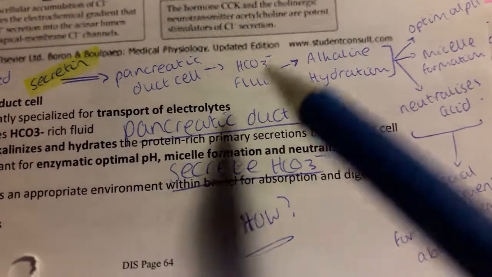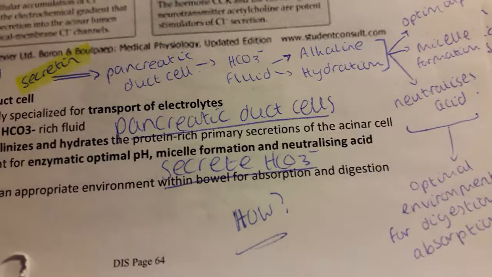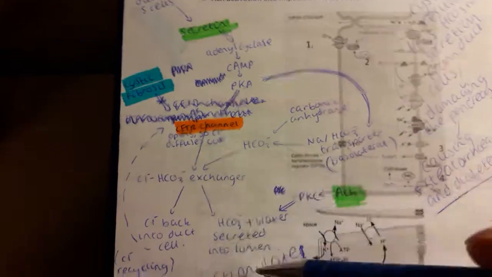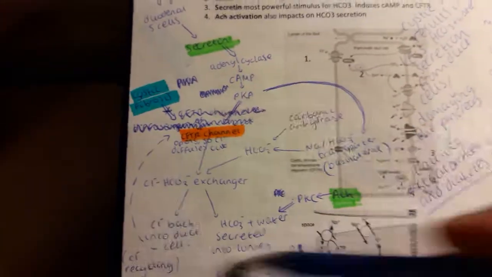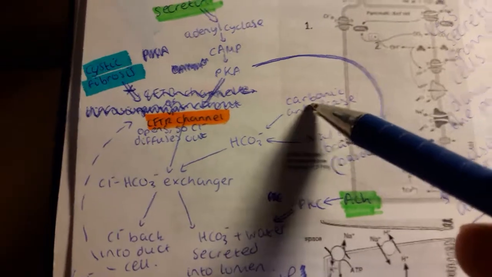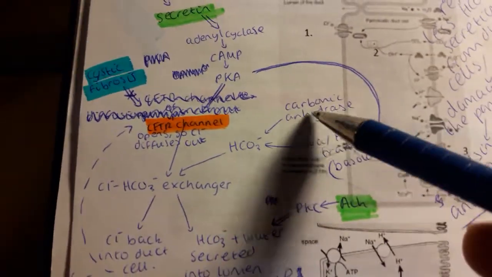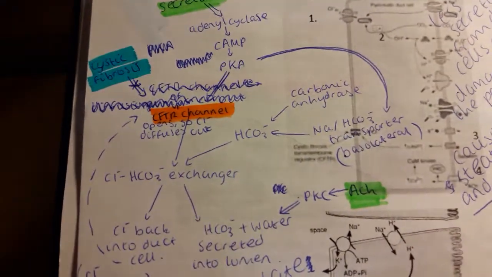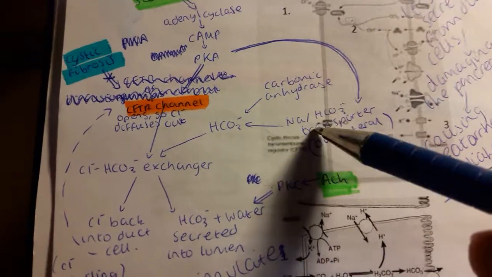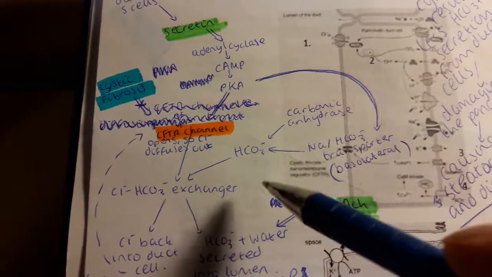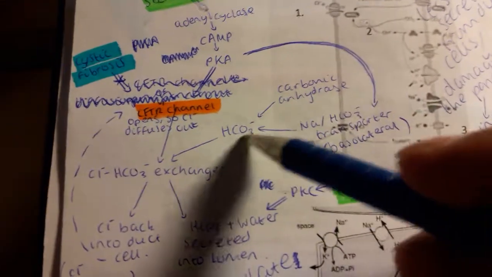How does the pancreatic duct cell secrete the bicarbonate? The method looks complicated, but it's really not that bad. Let's first think, where does the bicarbonate come from? It comes from two places. It either comes from the reaction between water and carbon dioxide, catalyzed by carbonic anhydrase to produce bicarbonate and a proton, or it comes from the sodium bicarbonate transporter on the basolateral side. So that's where the bicarbonate comes from.